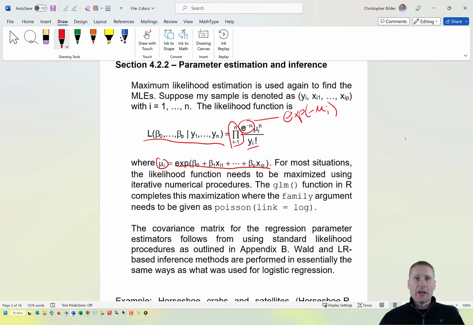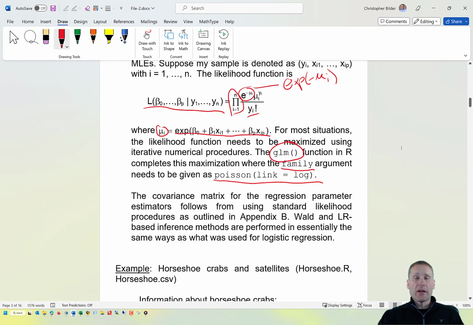Now, for most situations, to maximize our likelihood function, we're going to have to use iterative numerical procedures. The glm function in R allows us to do this automatically. We've seen the glm function before. We basically use it the same way, except where we have a family argument, we replace that with Poisson, link equal log. We can find covariance matrices the same way as before. We can also apply Wald and likelihood ratio inference methods associated with our parameters of interest.